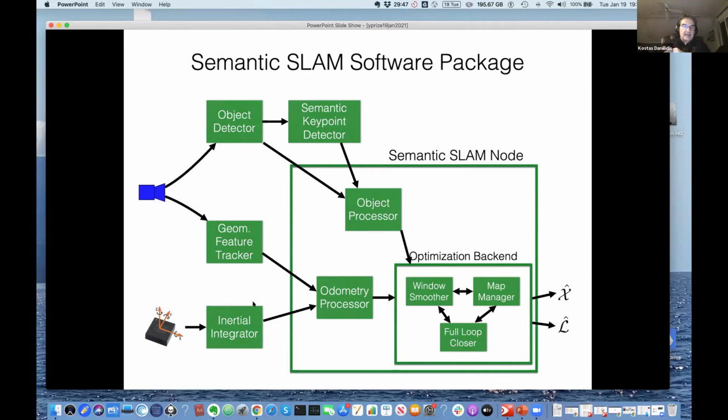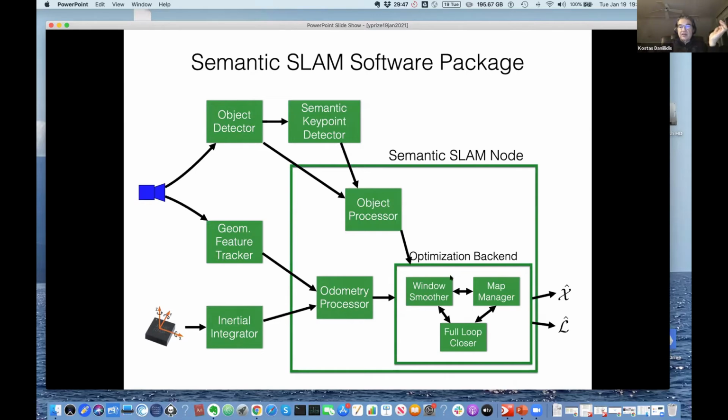And on the other hand, we have a feature tracking, which is really these small visual features, like breadcrumbs you see around on the scene, and it takes the inertial integrator from the accelerometer and the gyro. And this goes into what we call an odometry processor.